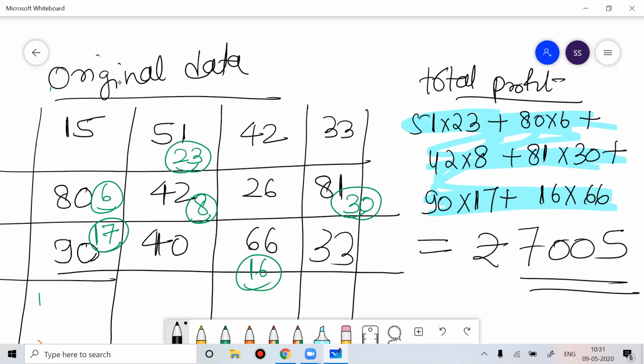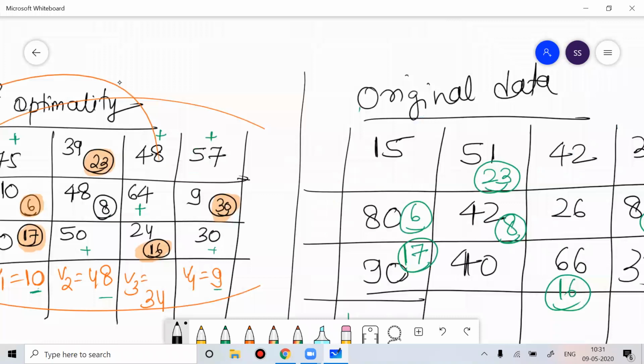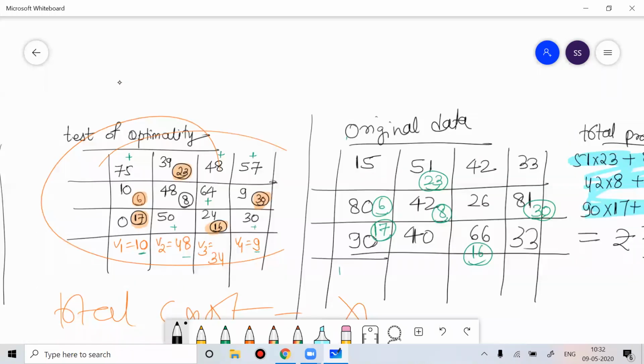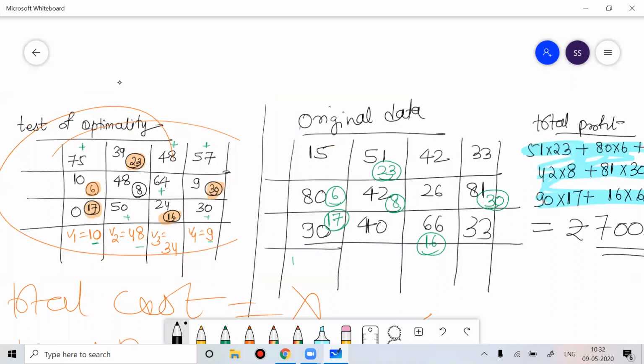With that allocation, if you remember, this was your value. Once you solve, you got this. But this is the data of the cost, and in this problem you don't have to find cost. You have to solve the problem to maximize the profit. So whatever allocation you got, put the allocation on the original data, and based on that, you find the total profit.